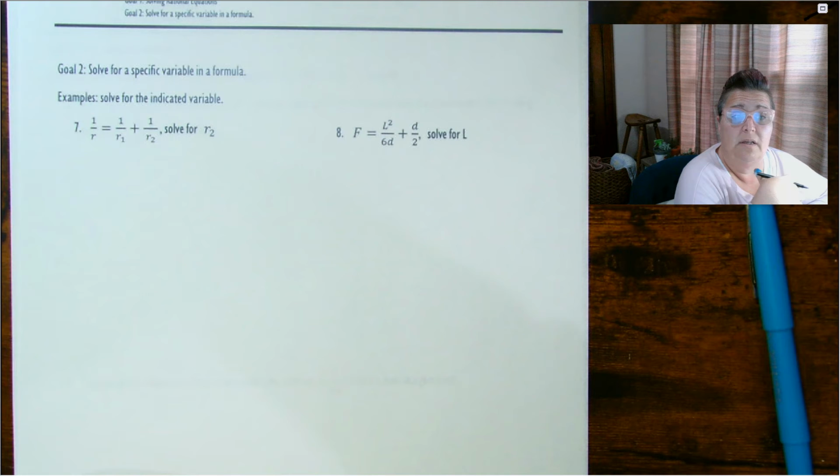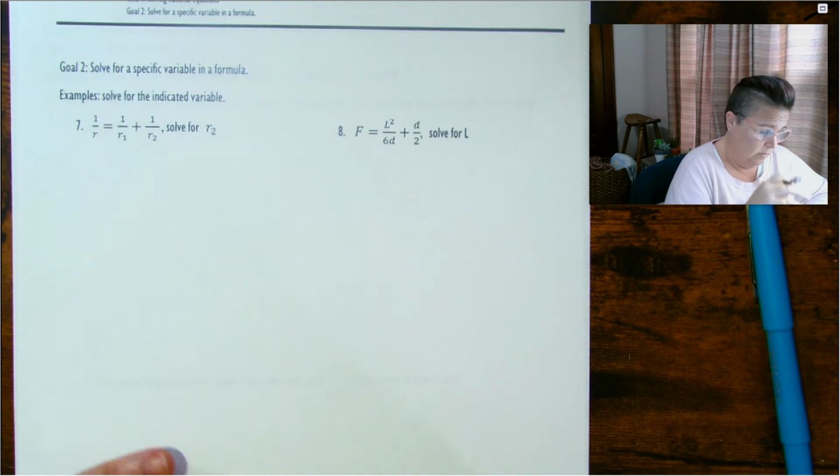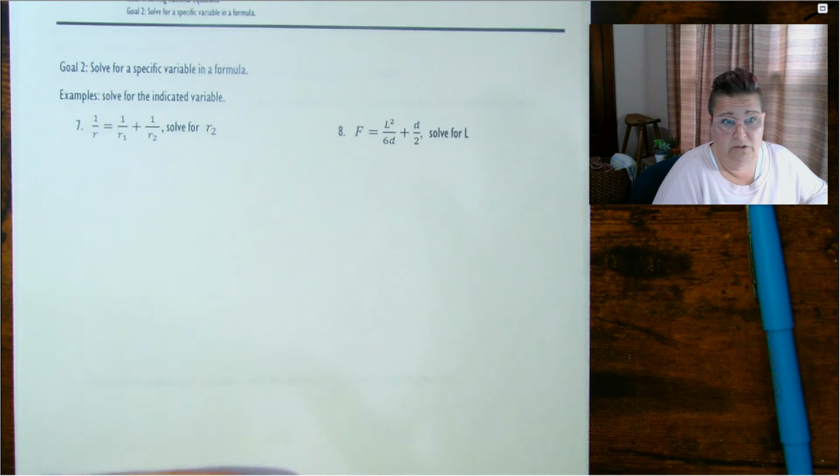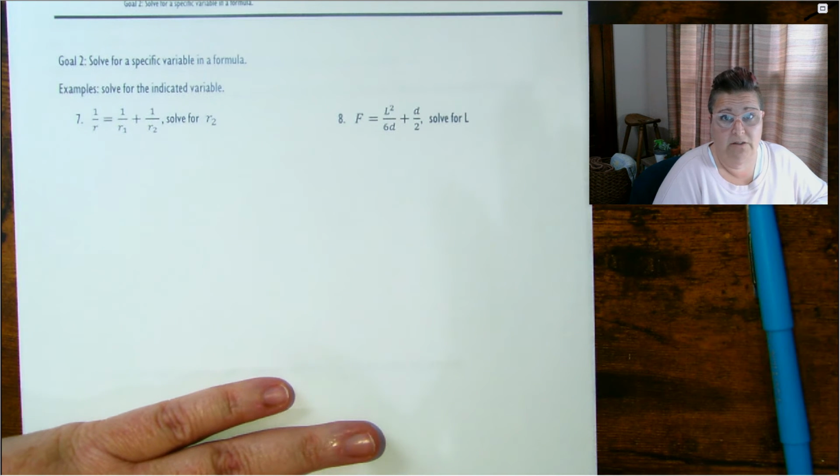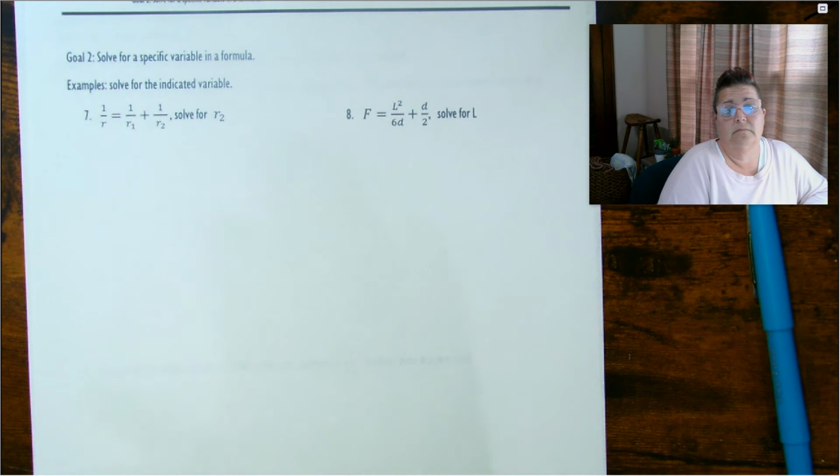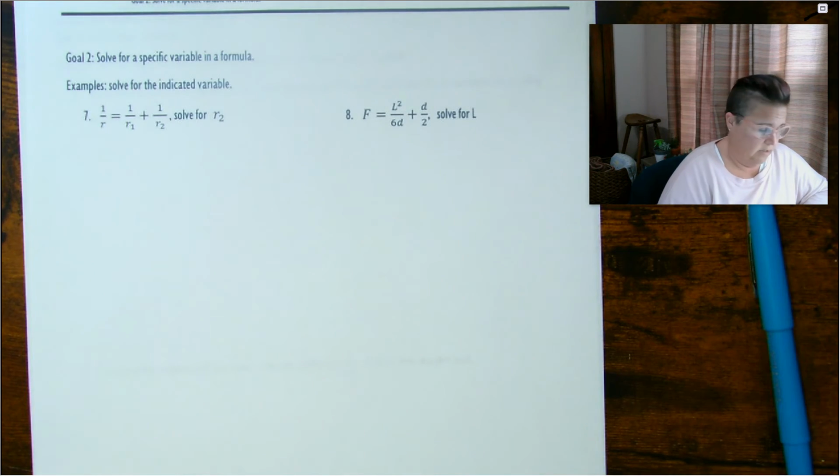So just go real slow. We got this. All right. We don't do restrictions on this because we're just rearranging the formula. So we know that R1, R sub 1, and R sub 2 are all of our denominators, right?